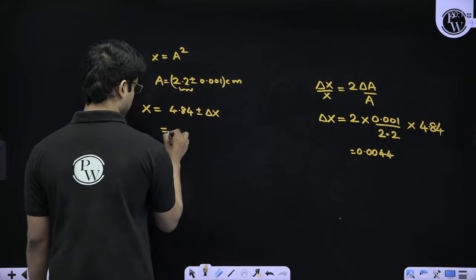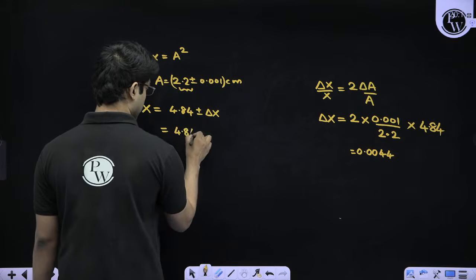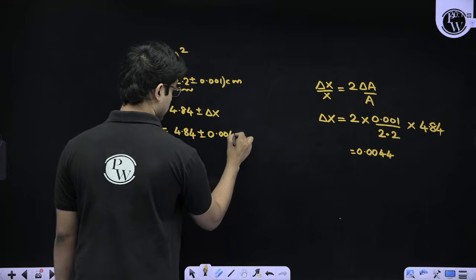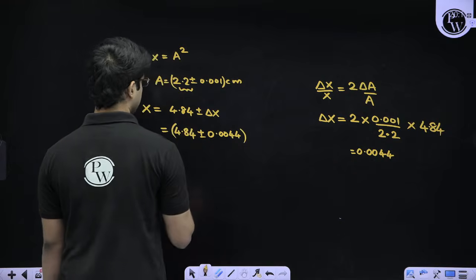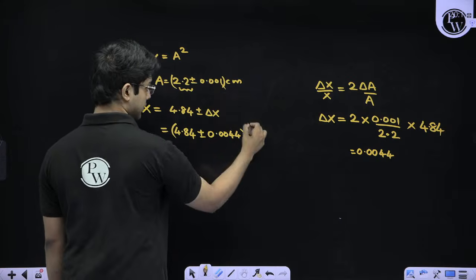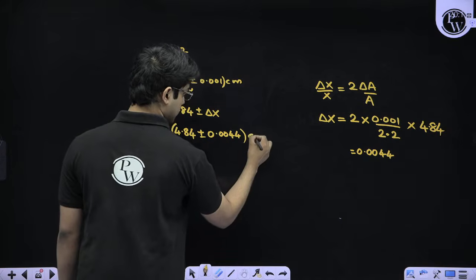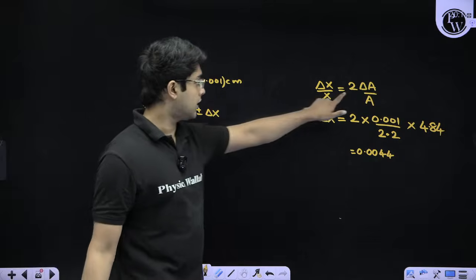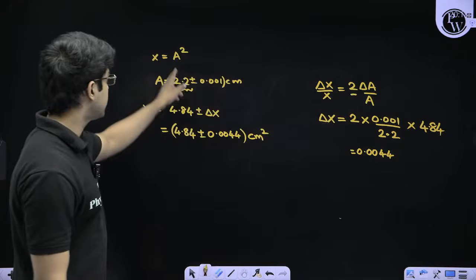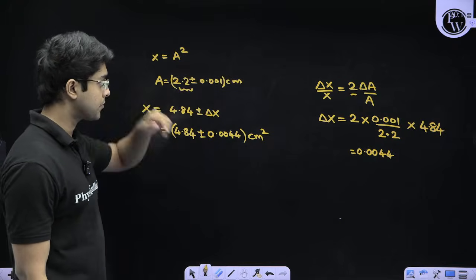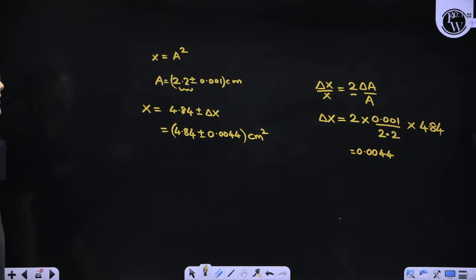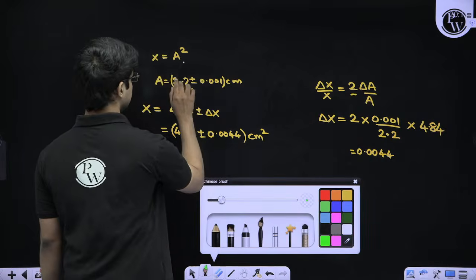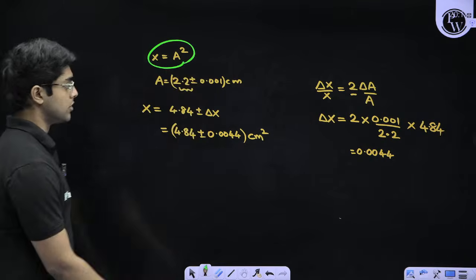So finally, what will be the answer? 4.84 plus or minus 0.0044. This will be the answer. Okay, and a square, which means unit is centimeter square. So if you have a square, here you will have a 2. If it is a cube, there you will have a 3. Okay, so that is how you find the error when you have some a square type of a relation.